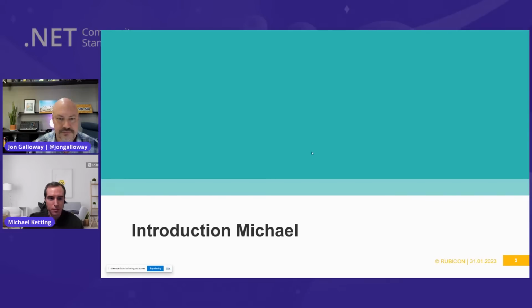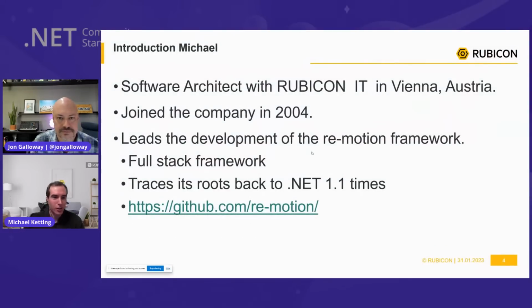Yeah, so the fun part, the talk about me. And John, if you have any deeper questions, please feel free to jump in. I've just hit a couple of talking points. Sure. So I'm a software architect in Vienna, in Austria, with the company Rubicon IT. I joined way back when in 2004, fresh after university, my first job, and I'm still here.